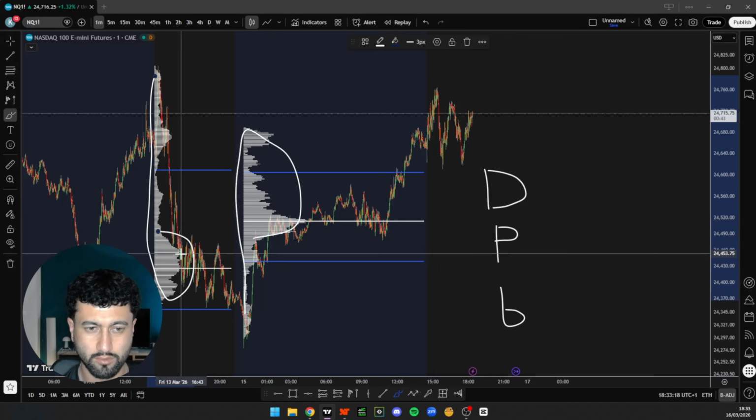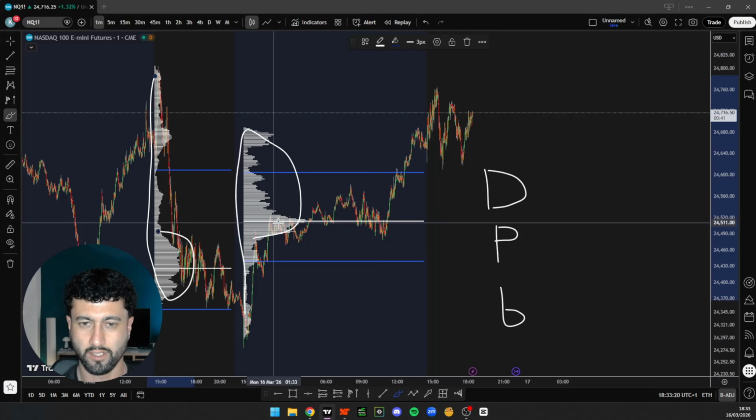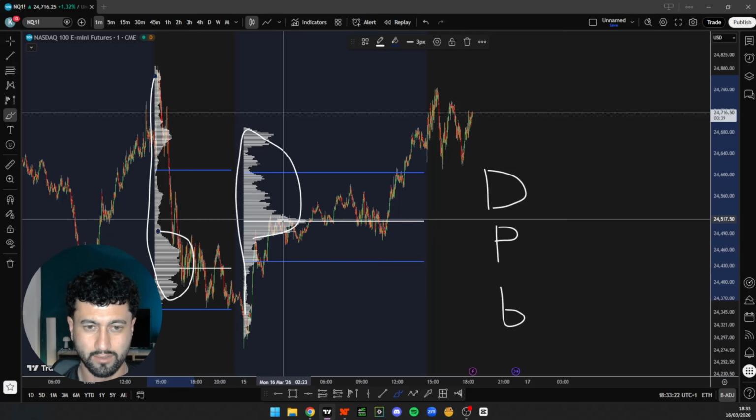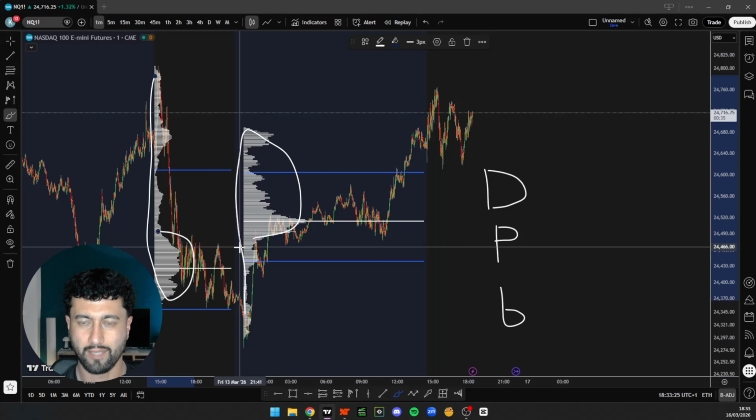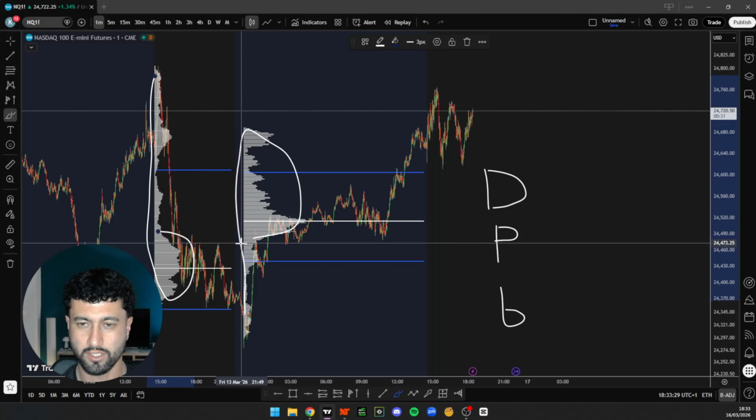Now, when these two are aligning, our bias is very clear. When these two are not aligning, such as in this case, then I don't really have a clear bias for the day. And I try to mainly look for small rejections, small break and retest, and not go for crazy targets.